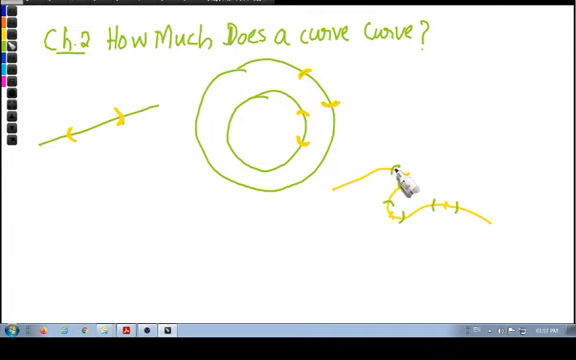The intuitive idea is to look at the tangent vectors per unit length. So draw a tangent vector here. I will use yellow color. Tangent vector at this point, tangent vector at this point, tangent vector at this point, tangent vector at this point. So the tangent vector turns.